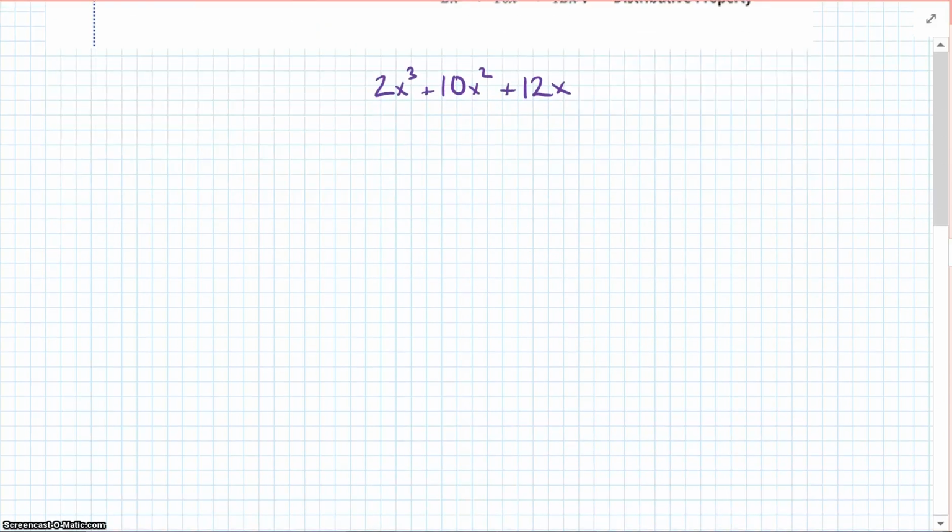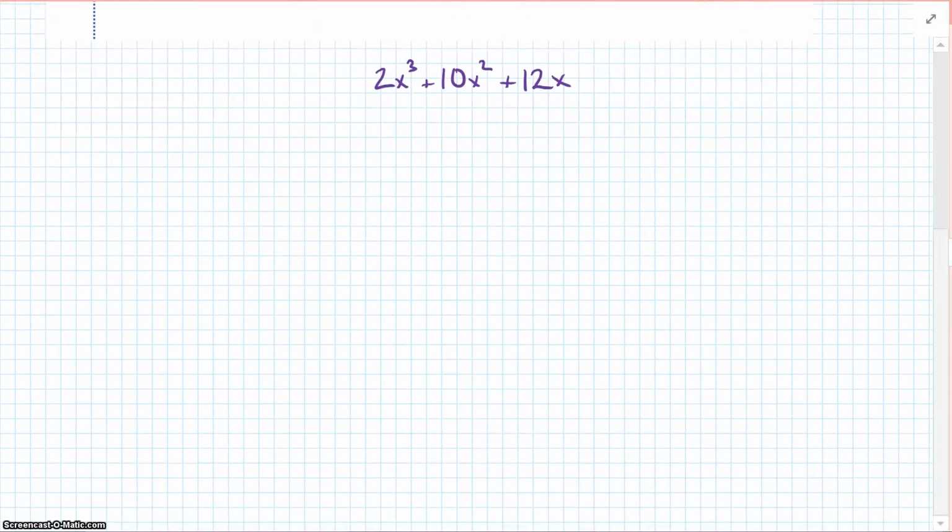First thing we're going to do is factor out the GCF, the greatest common factor. Each term right here has a 2 and an x. So let's factor out a 2x. Let's rewrite it. So this is going to be x squared plus 5x plus 6.